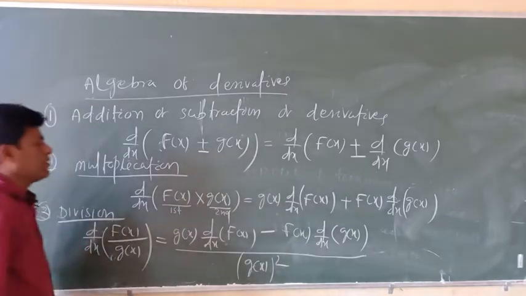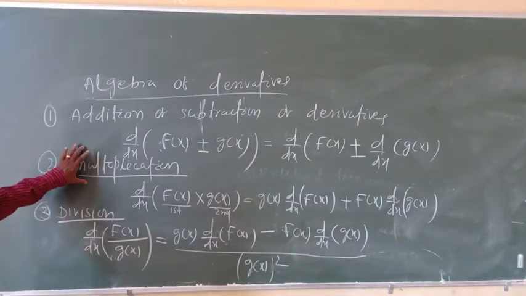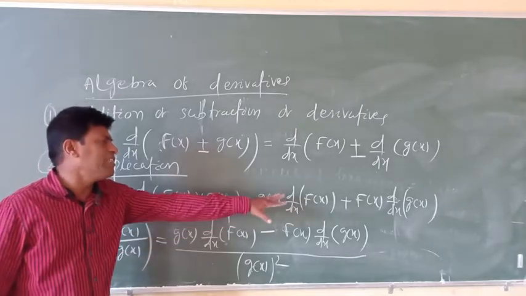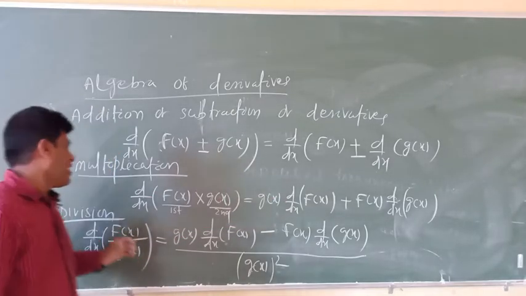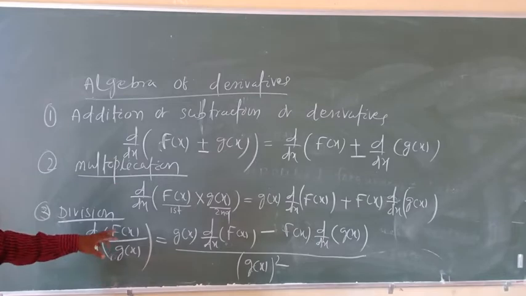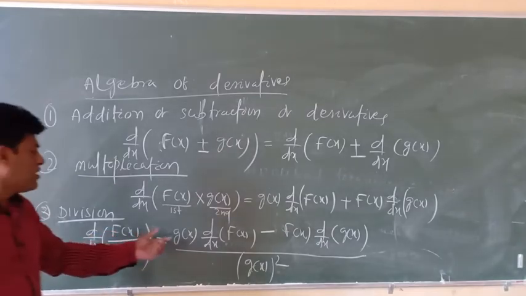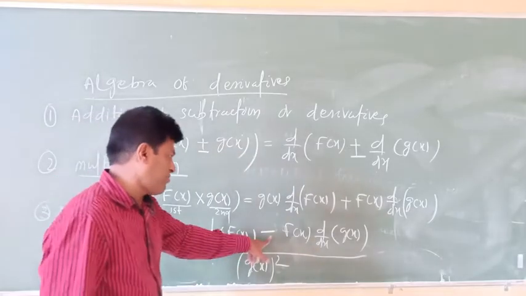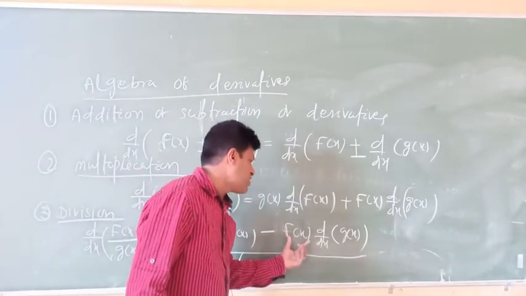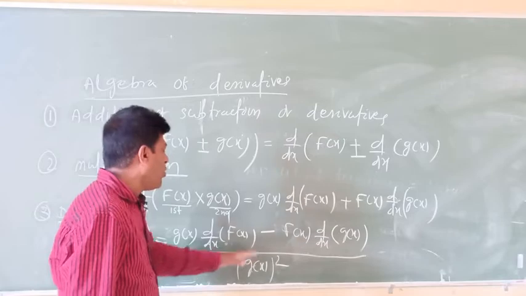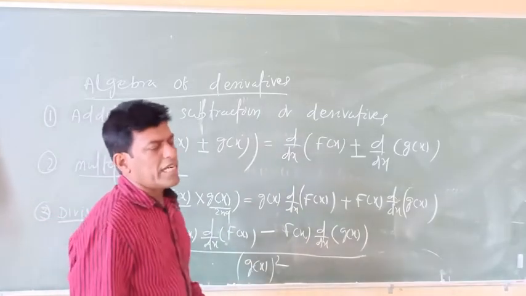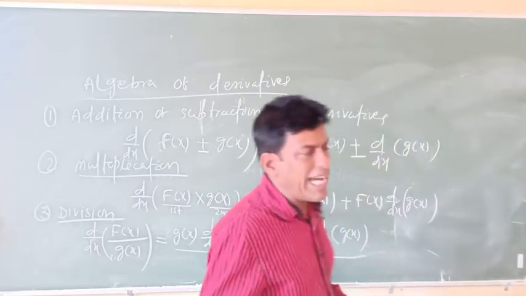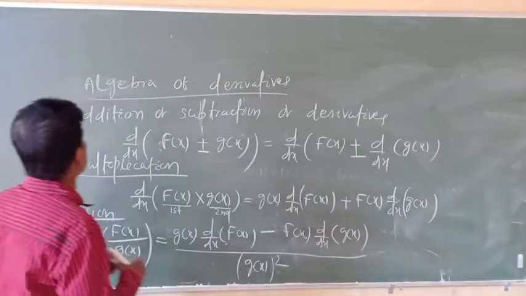Look at the difference between multiplication and division. Here in multiplication: first and second constant, derivative of first, plus first constant, derivative of second. But in the case of division: the denominator function is constant, derivative of numerator function, minus the numerator is constant, derivative of denominator, whole divided by denominator square. That is all about your algebra of derivatives.